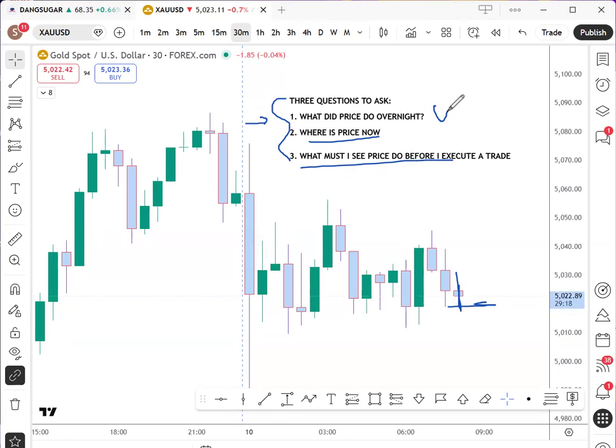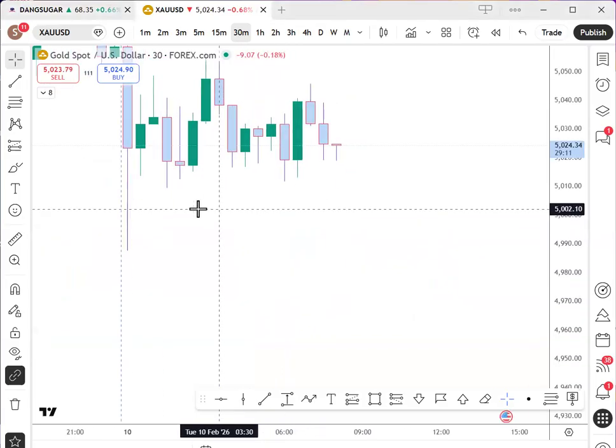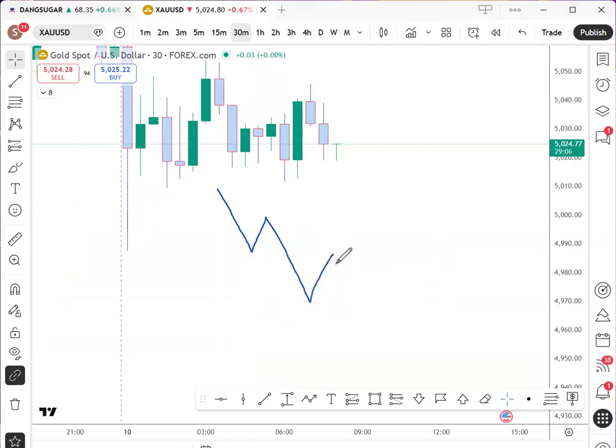So from this first question, if price is trending, let me push this one up a bit. For instance, if price is trending downwards, and price is maybe somewhere here, you ask yourself, what did price do overnight? And you say price is trending downwards. So what do you expect? If it's trending downwards, that means you're getting break of structures, right? Then you say, where is price now? I say price is right here. So that means that price is pulling back.